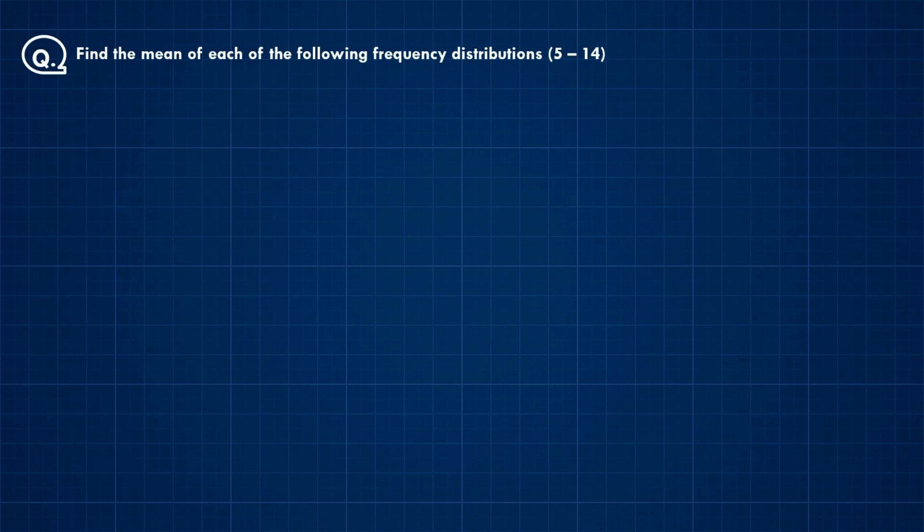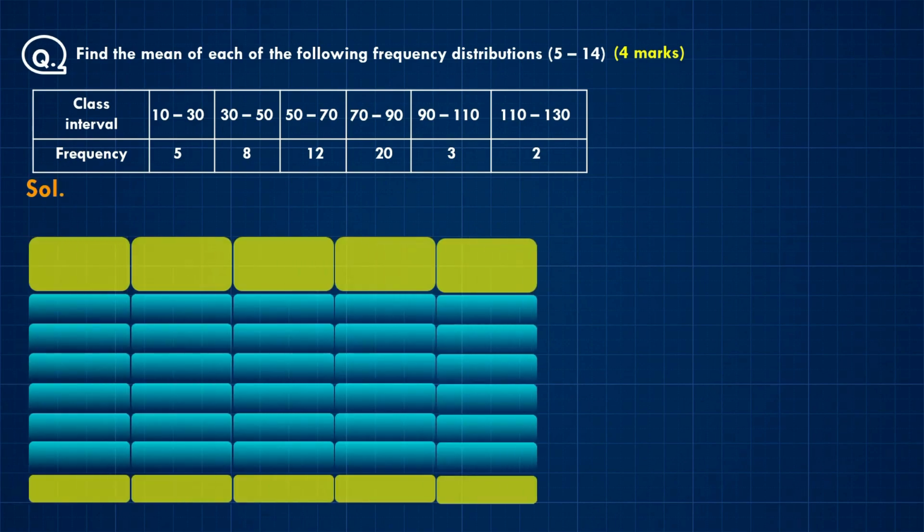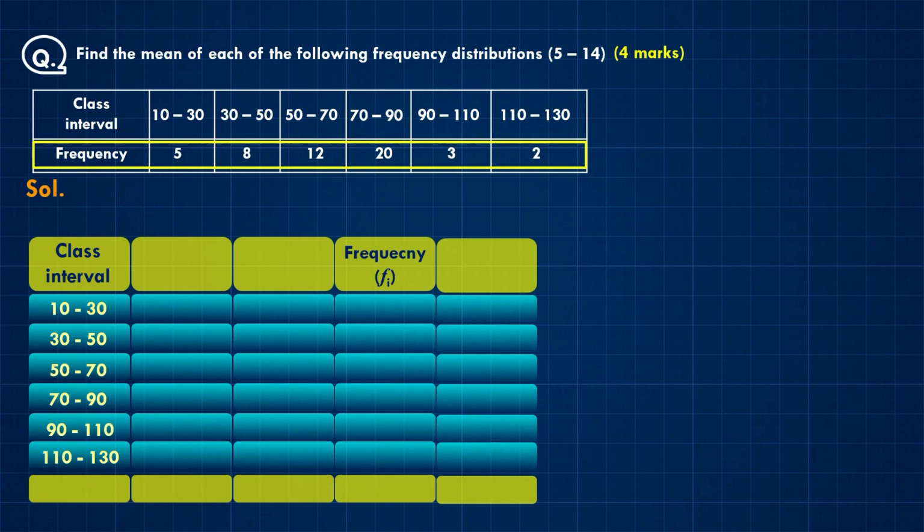Now the next question. Find the mean of each of the following frequency distributions, 5 to 14. This question is of 4 marks. So the class interval is given and also the frequency is given. So let's take a look. Same way, we will copy the class interval and also the frequency.